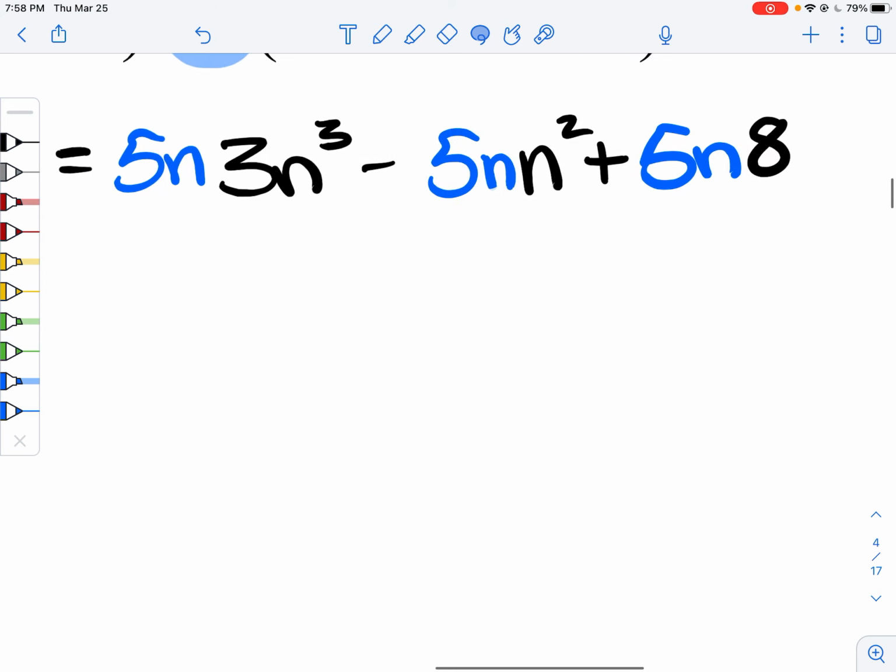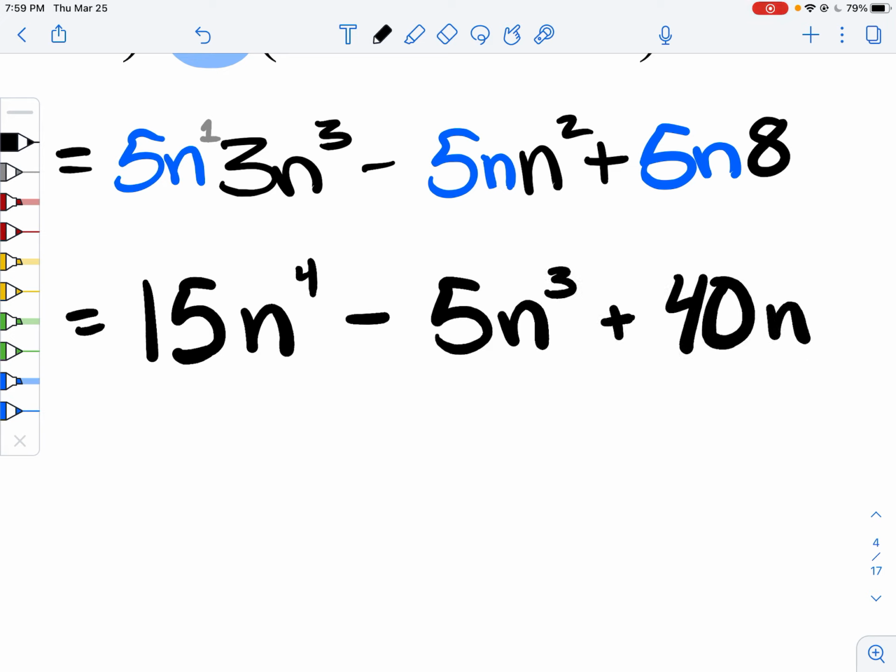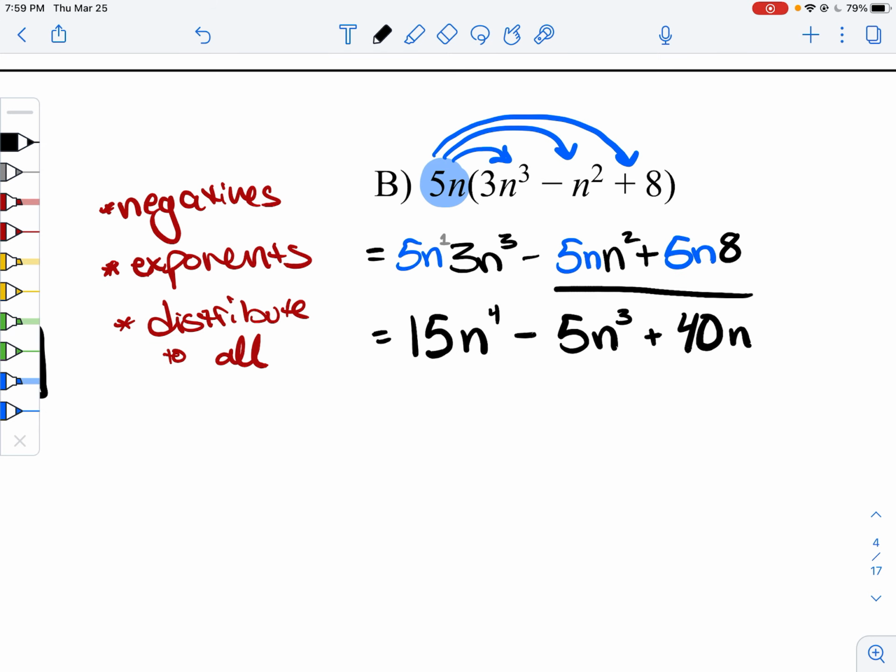Okay, let's simplify it up. 5 times 3 is 15. This is like an n to the first power, so that gives us n to the 4th power, minus 5n cubed plus 5 times 8 is 40n. Yay. So we have to be careful with our negatives. That negative n squared still has that negative down the whole system. We added our exponents together when we multiplied, and everybody got a 5n. Sweet.